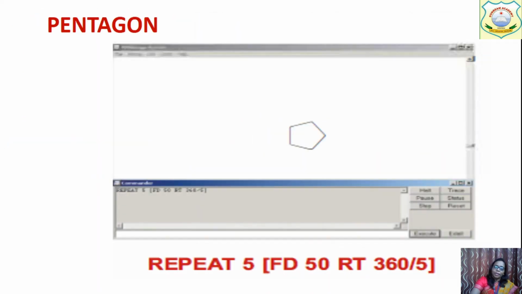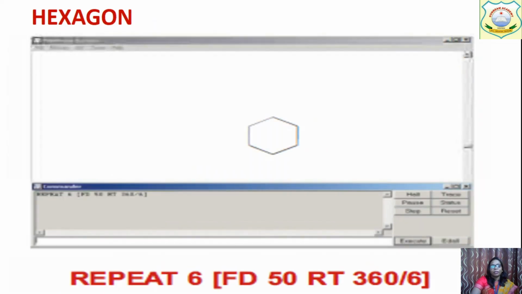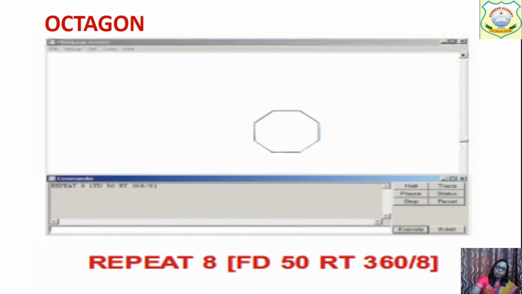Now we have pentagon. For a pentagon, how many sides? 5. So here also 360 divided by 5. This is the repeat command for a pentagon. In the same way, we can write the repeat command for a hexagon. For that, repeat 6, FD50, RT 360 by 6. Why 6? Because a hexagon has 6 sides. For an octagon, the octagon has 8 sides. So FD50, RT 360 divided by 8.